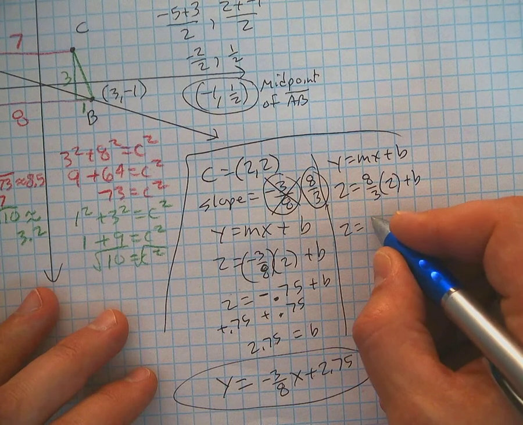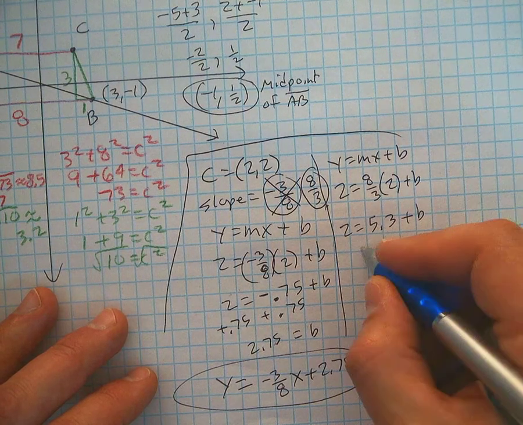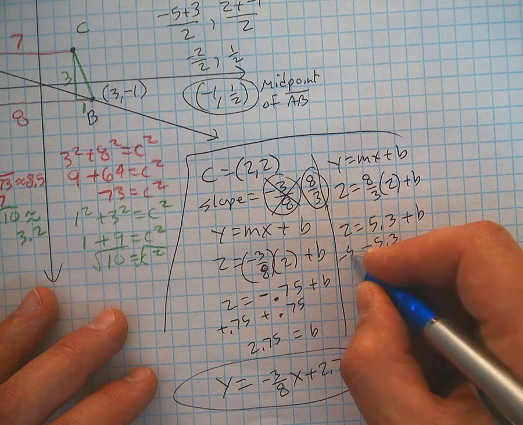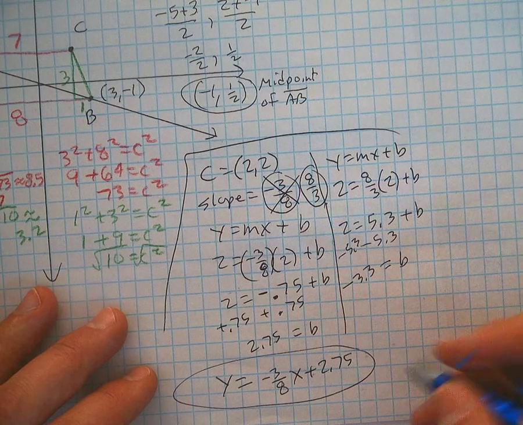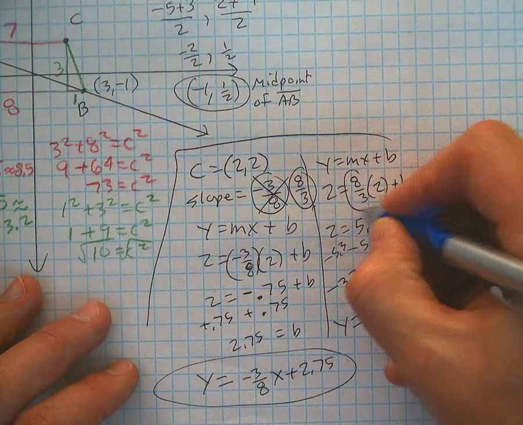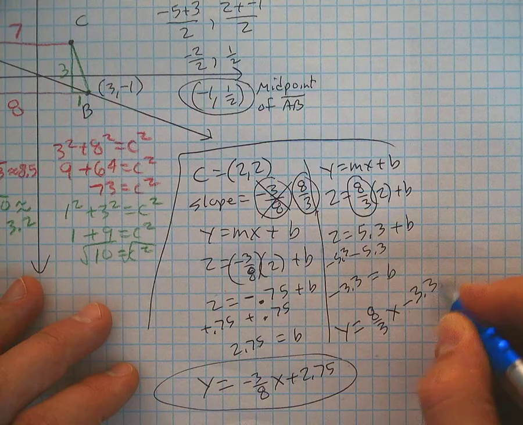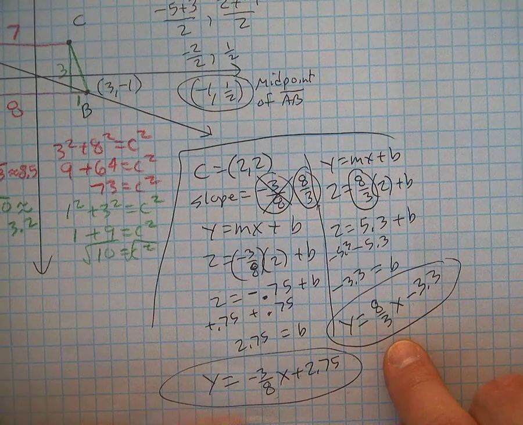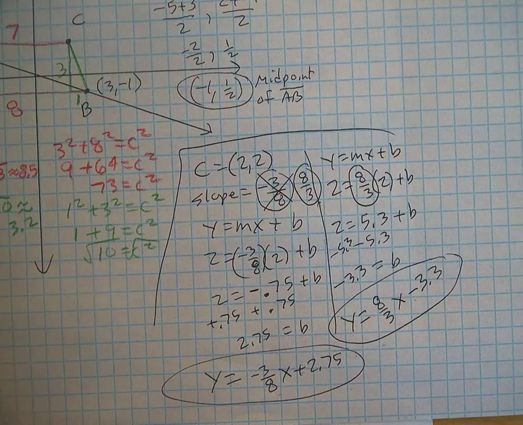So I have 2 is equal to 16 thirds, and 16 thirds is about 5.3 repeating. I'll just round it to 5.3 plus b. Subtract 5.3 from each side, so I'm left with b is equal to negative 3.3. So my perpendicular equation is y equals positive 8 thirds x minus 3.3. Notice the slopes are opposite reciprocals of each other. Very important. So those are honors questions right there. Both of those are. All right, let's go on to the next honors question.